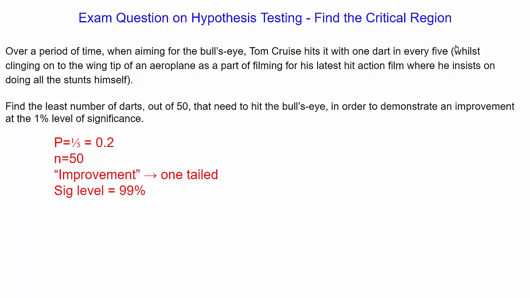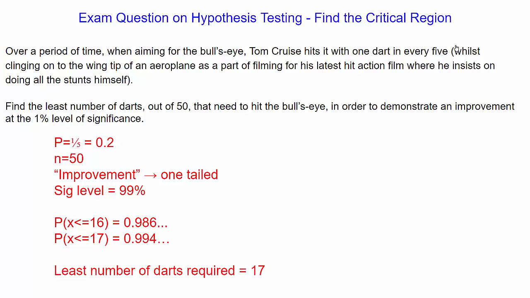And the significance level, I'm thinking about that curve now, I'm looking at actually 99% in one end, 1% in the other end. Okay, so now I've just gone on my calculator and I'm testing numbers out and I'm looking for 99%. It turned out that when I put 16 in, the probability that x is less than or equal to 16 is 0.98. The probability that x is less than or equal to 17 is 0.99, which are either side of 99%. So from this, we can say that the least number of darts required for him to have demonstrated an improvement is 17.